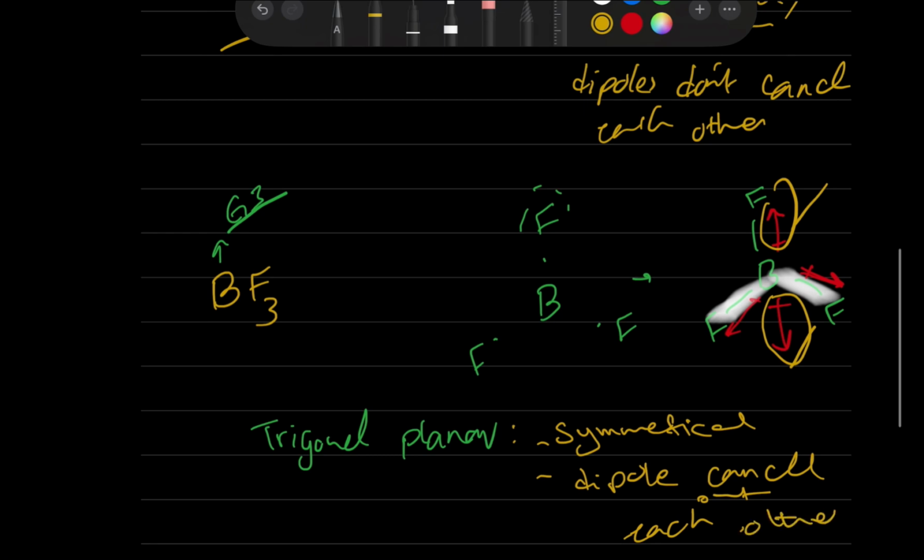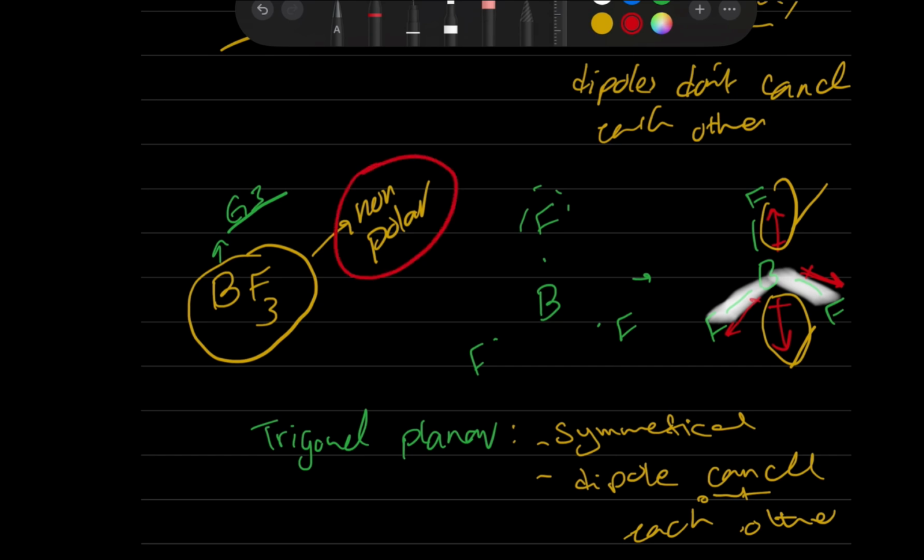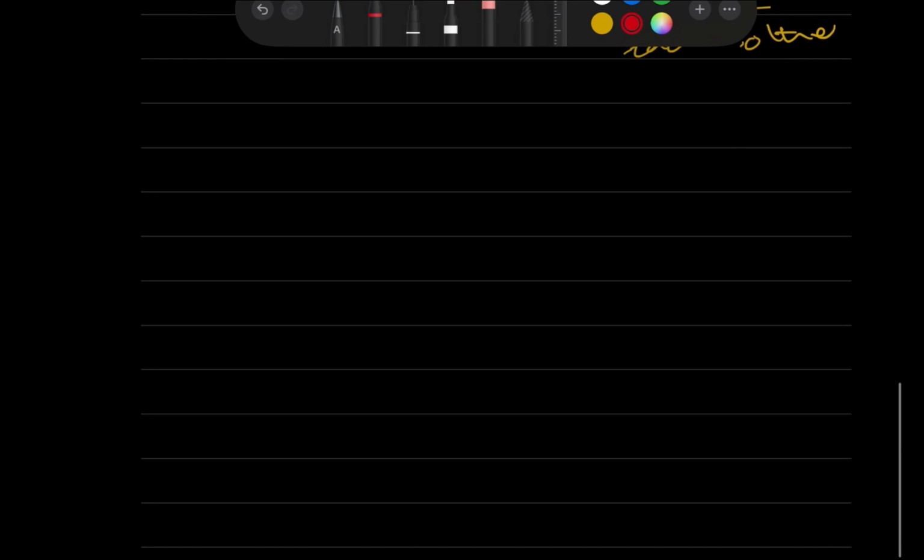Since they cancel out each other, the BF3 molecule is nonpolar. And since it's nonpolar, it contains only one type of van der Waals force, which is the instantaneous dipole-induced dipole. All right. Let's take another one, which is CH4, methane. And if you remember, it looks like this. Carbon has 4 bonds.